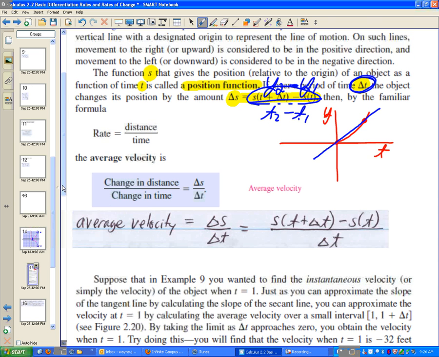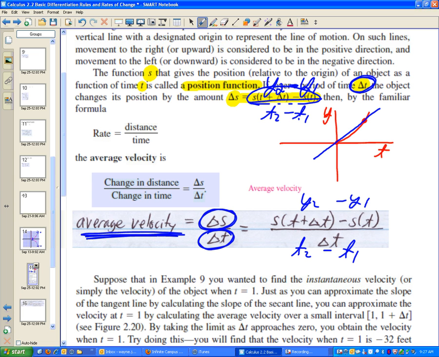So that means that our average rate of change, and if this is a moving object, we can call this the average velocity, average rate of change, average velocity, is the change in position, which we can call y2 minus y1, over the change in time, the amount of time it took, which we can call t2 minus t1. You need to put that in your notes.